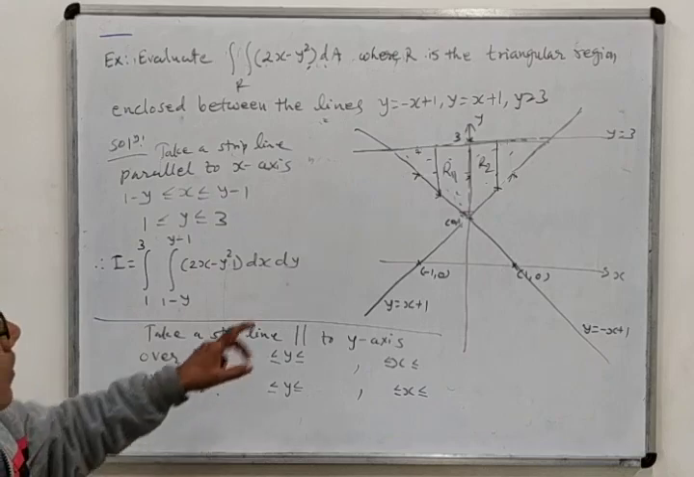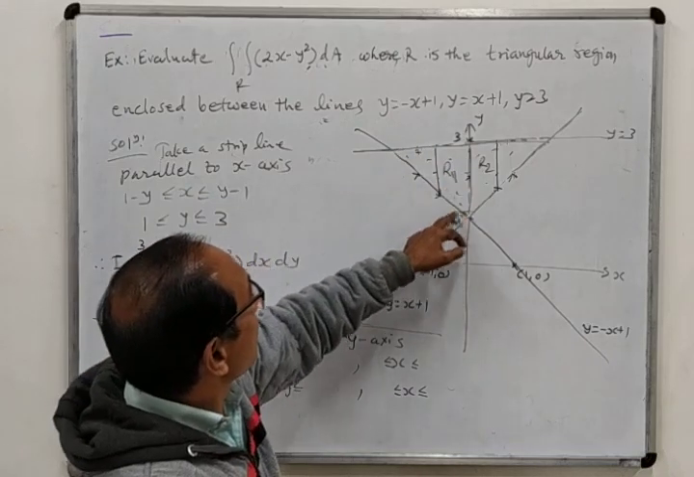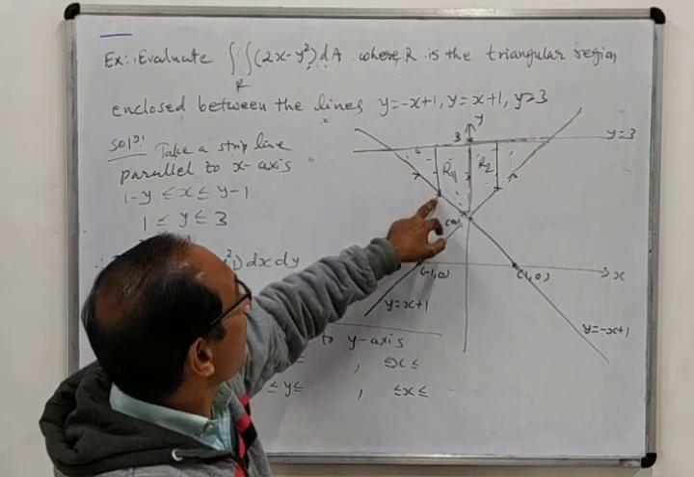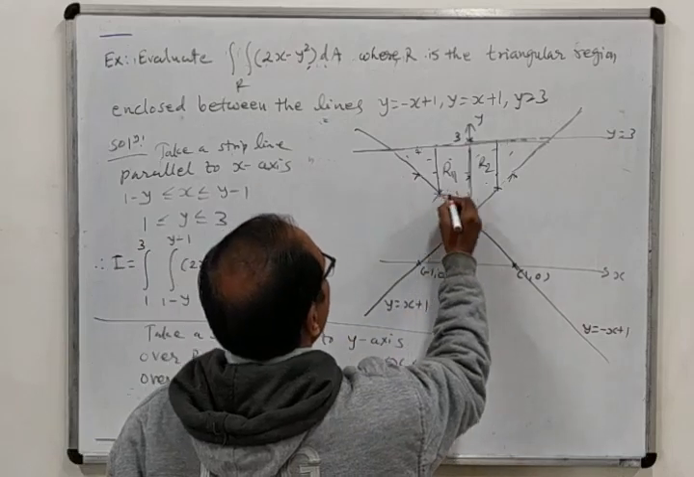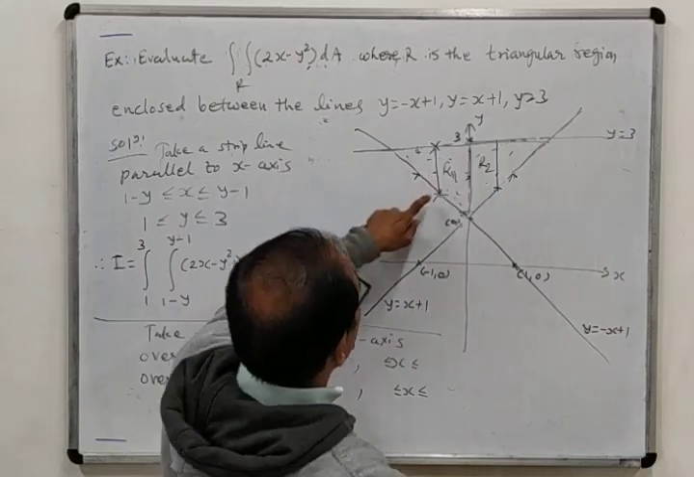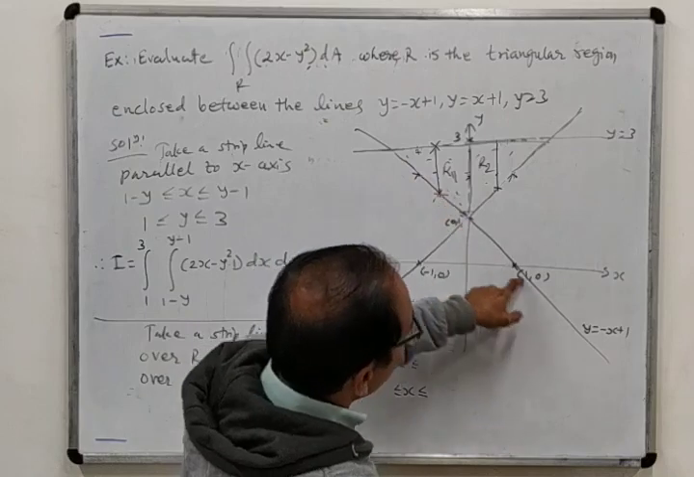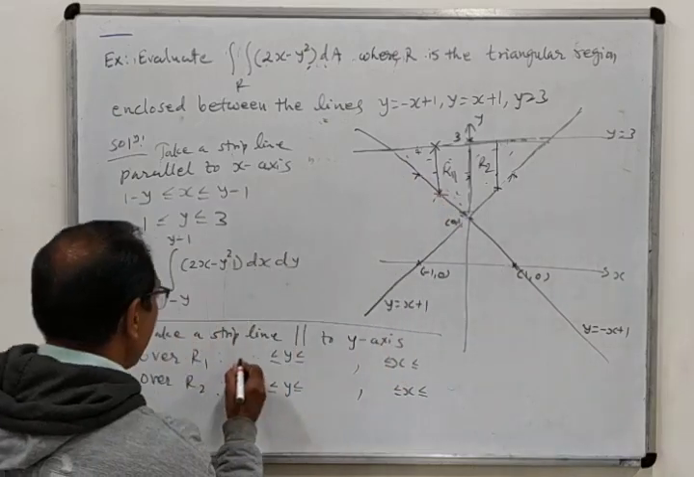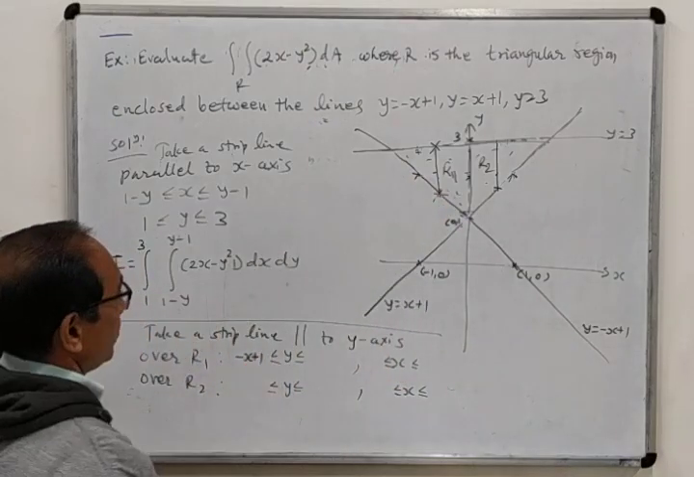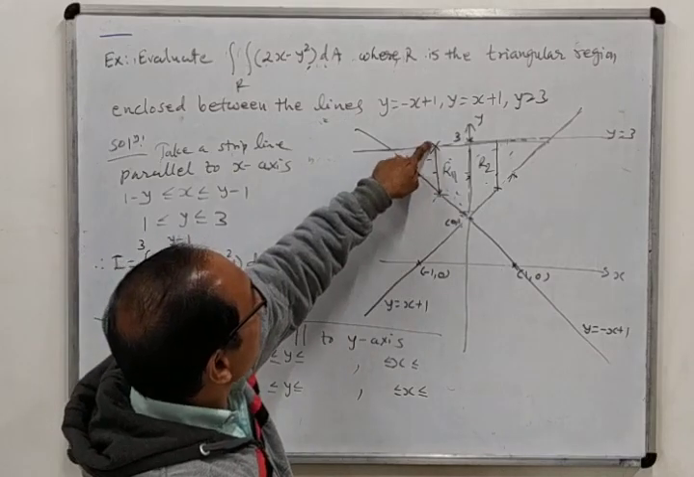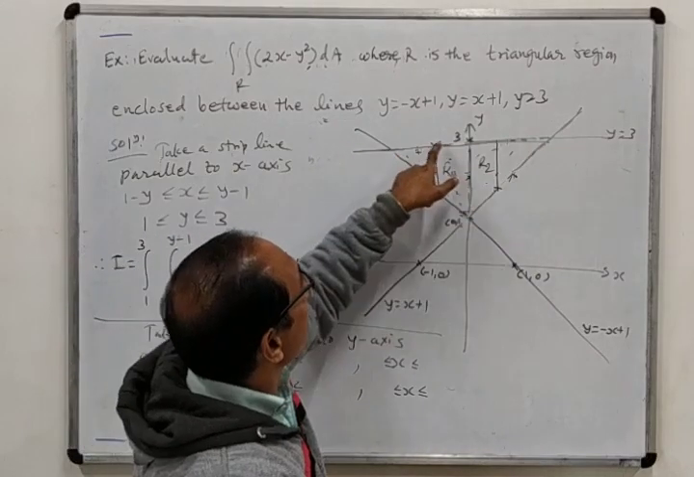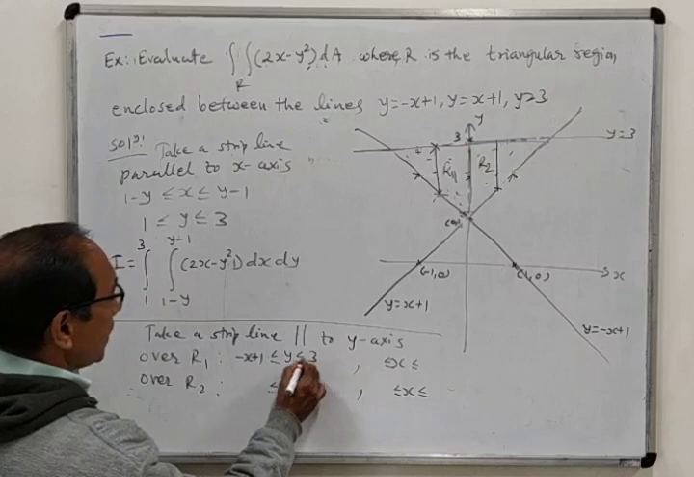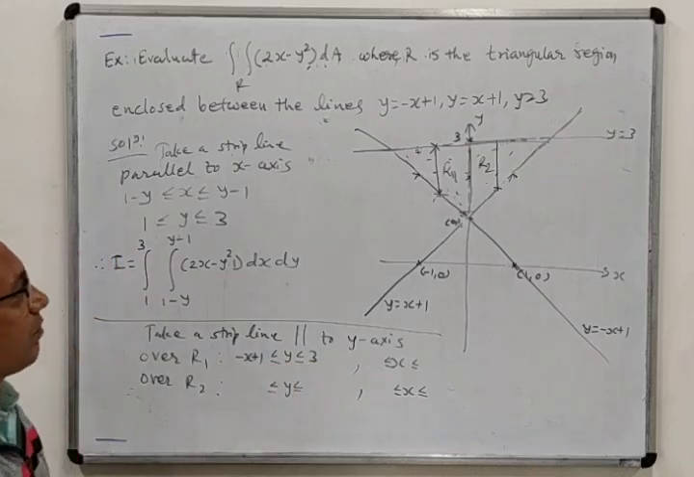Okay. So here in the region R1, that means in this part, we will determine the limits of R1. See the endpoints. I told you that always see the endpoints. This endpoint lies on this curve where y equal to minus x plus 1. So here minus x plus 1. Upper endpoint, this is on this straight line where y equal to 3. Y equal to 3 because we are determining the limits of y.